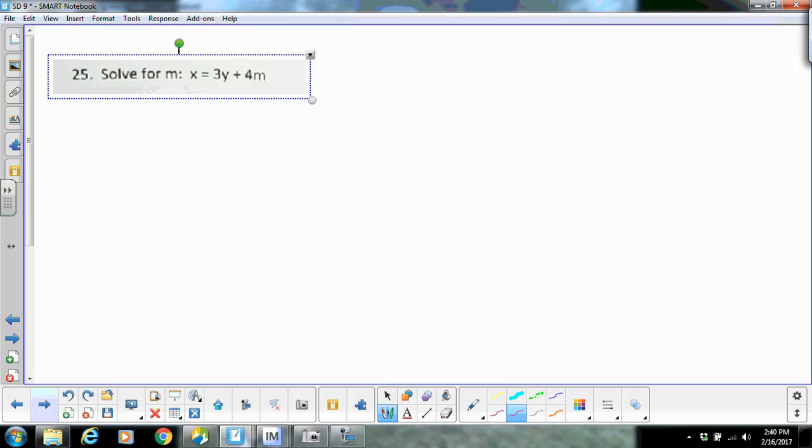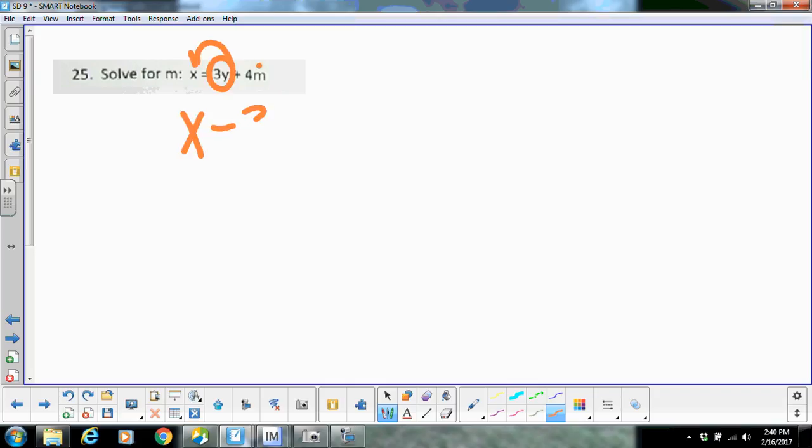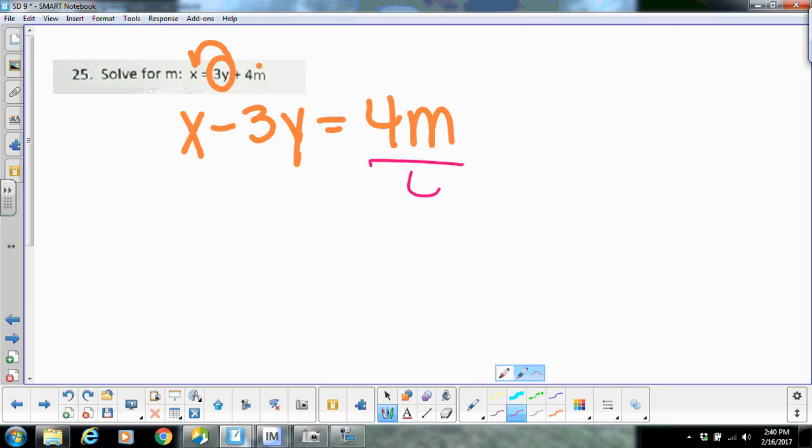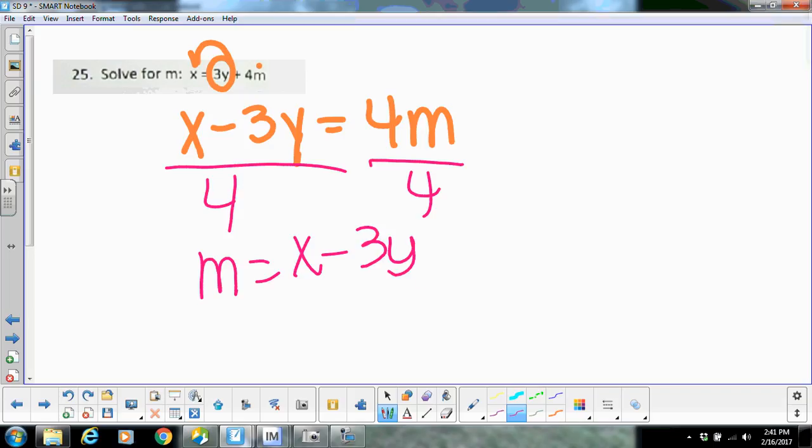Okay, number 25 is a literal equation. All right, so we're trying to get that variable by itself. So our variable here is m. So the first thing we're going to move over is that 3y. So it's going to be x minus 3y equals 4m. And then we are going to divide by 4. So m is going to equal x minus 3y all over 4.